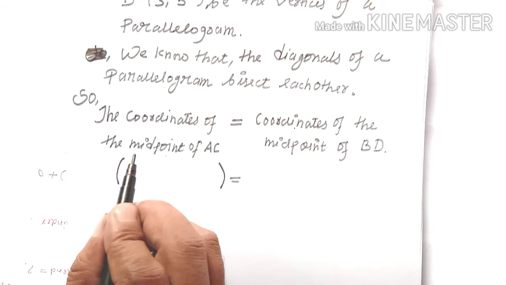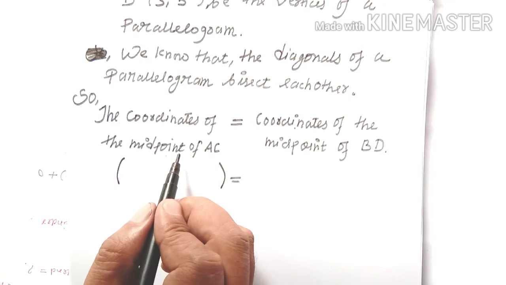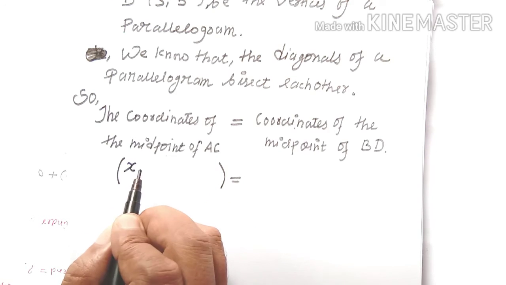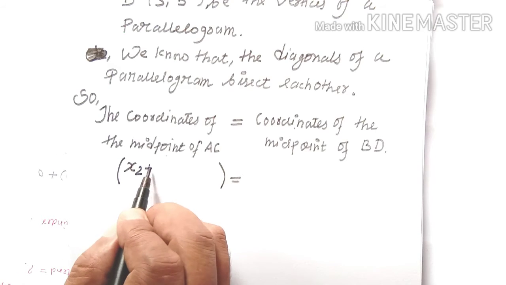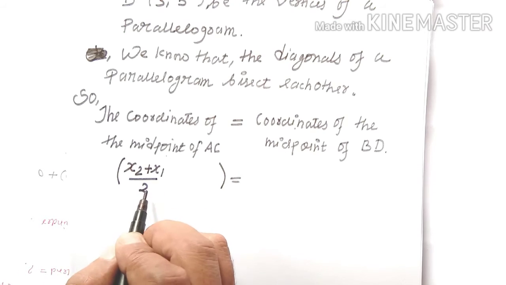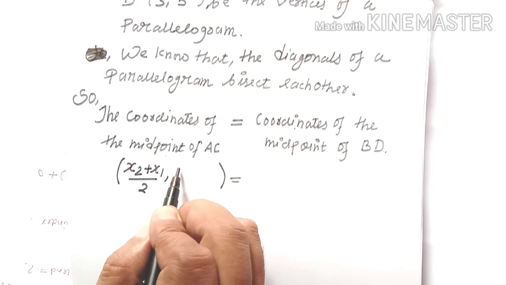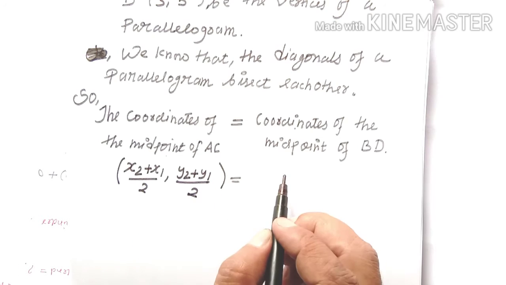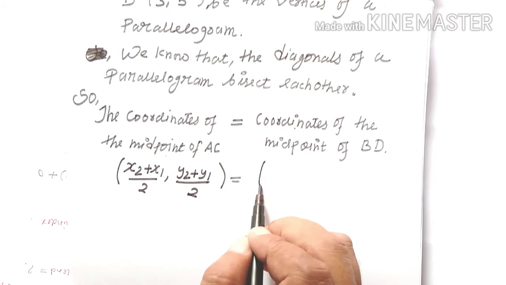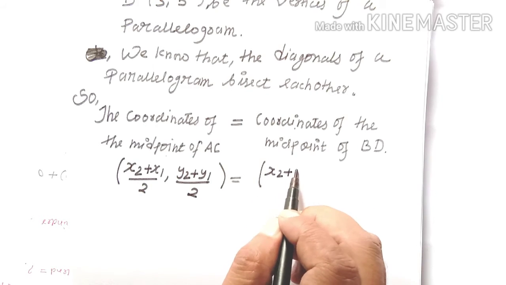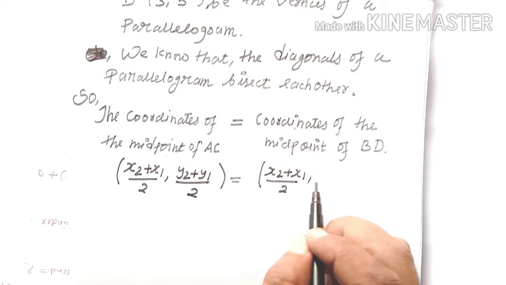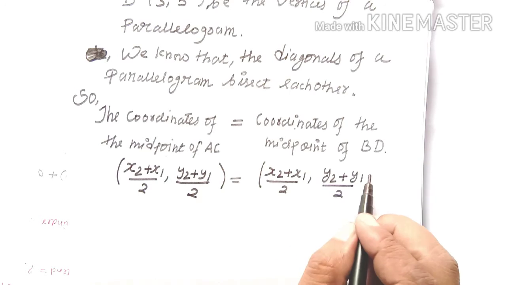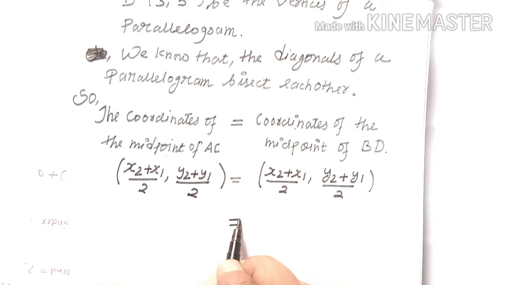The midpoint of diagonal AC equals the midpoint formula: (x2 plus x1) divided by 2 to get the value of x, and (y2 plus y1) divided by 2 to get the value of y. Similarly, for the midpoint of BD, we take the same formula: (x2 plus x1) divided by 2, and (y2 plus y1) divided by 2. Now we can substitute the values.